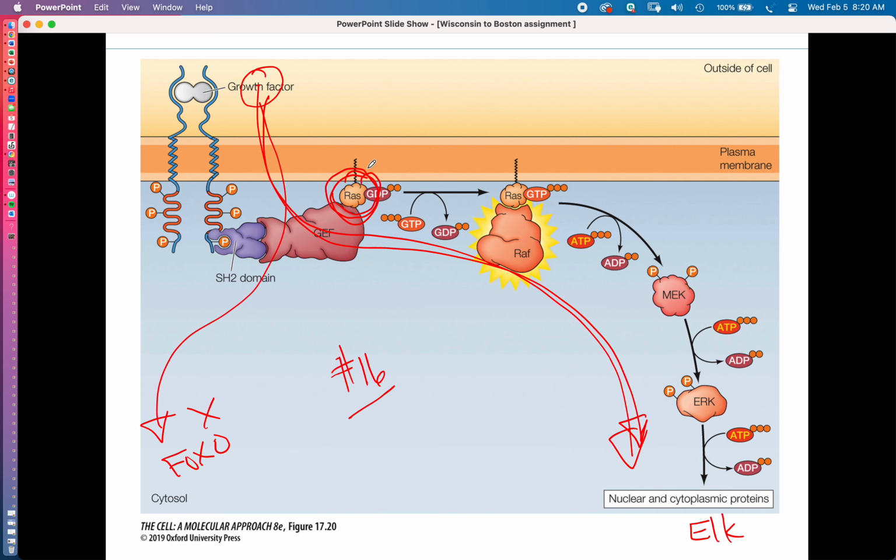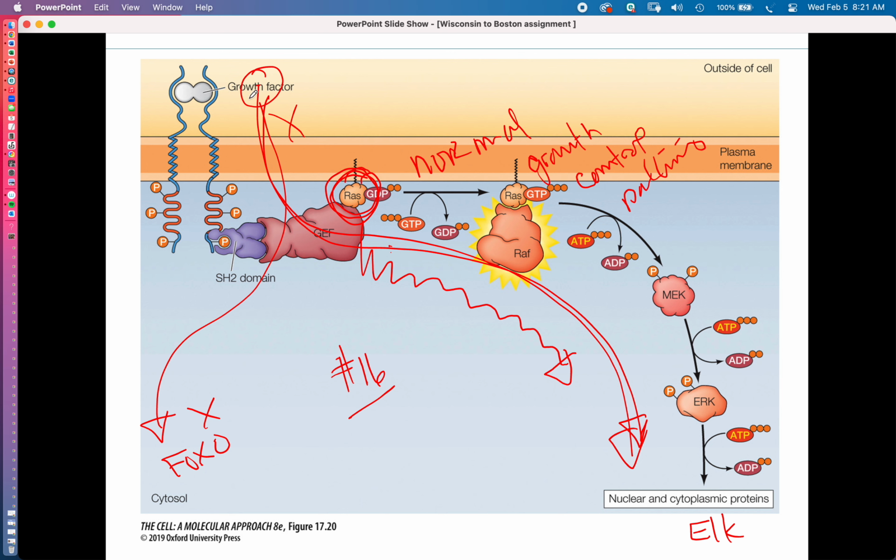So that's RAS. And RAS is in a normal growth control pathway. And when mutated, that pathway can be defective. And RAS can just be constantly activating the pathway even though there isn't a growth factor. So we're going to stop there.